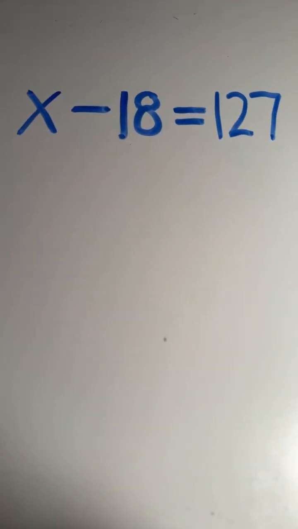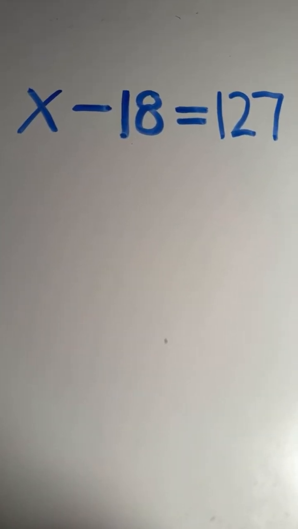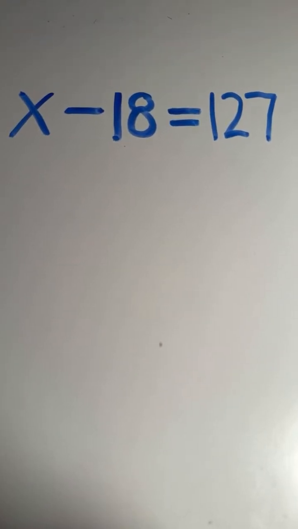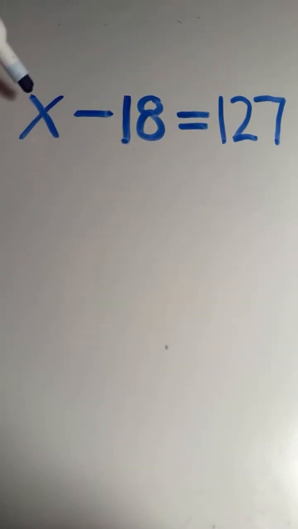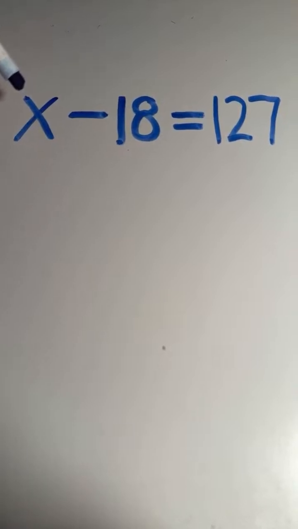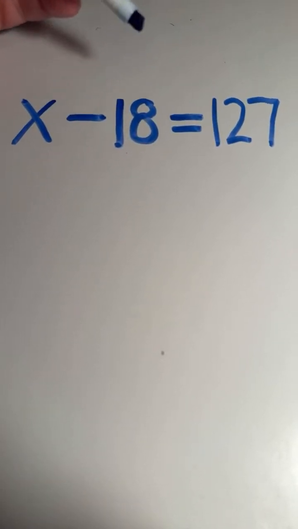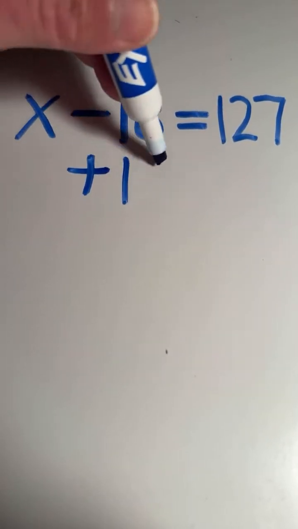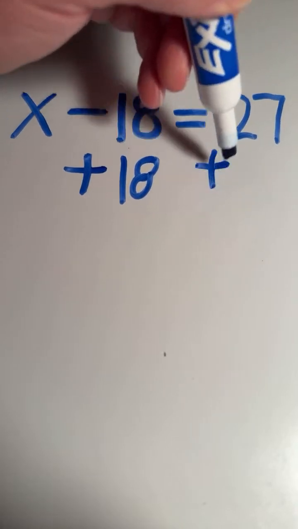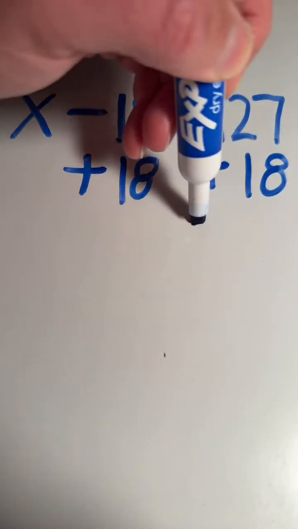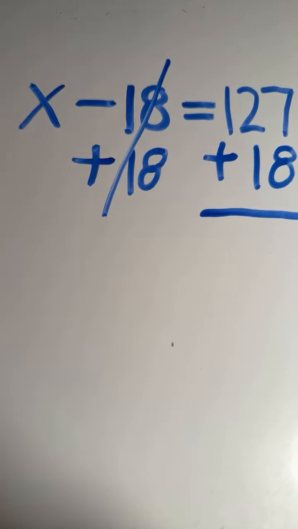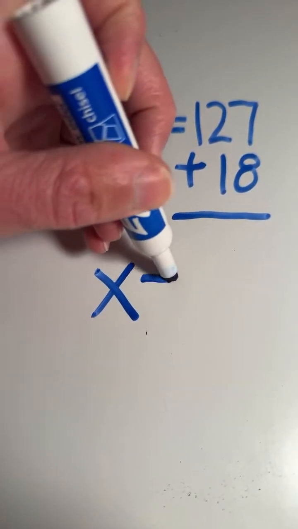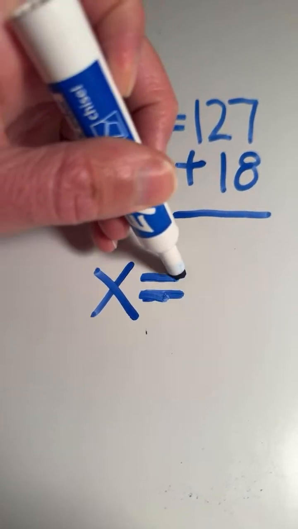So we have x minus 18 equals 127. Now to get x by itself, we have to add 18 to get it on the other side of the equal sign. Whatever the operation is, we have to do the opposite. So for this problem, 127 plus 18 will give us the value of x.